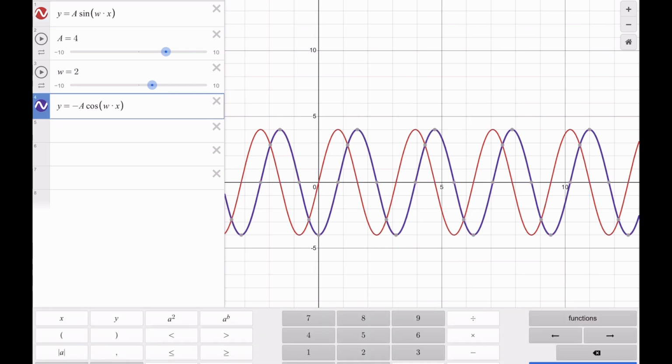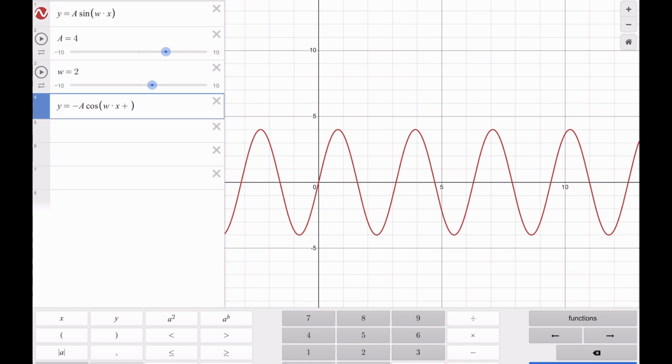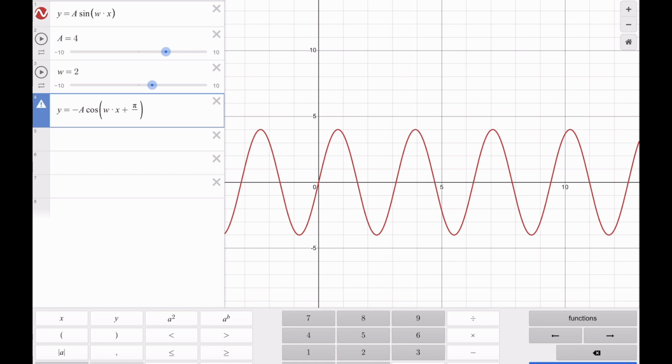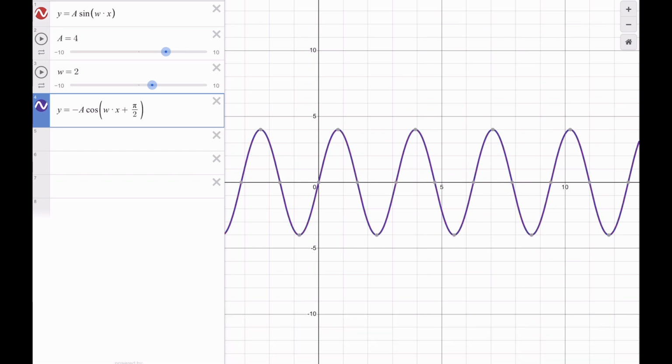Now what I'm going to do here is actually add that little pi over 2 phase factor, pi divided by 2. And take a look at this. If I add a minus sign onto the cosine function and add that little phase factor in the middle, it perfectly aligns with the sine function. You can see they're lying right on top of each other.